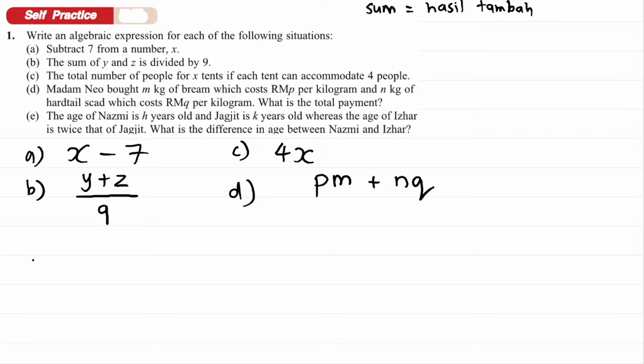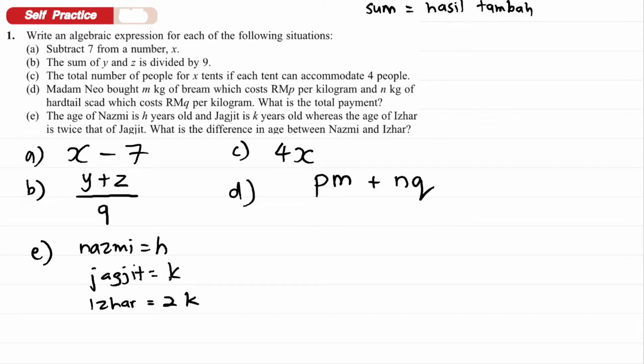Okay. Last sekali. The age of Nazmi is 8 years old. Jakjit is K years old. Izha is twice of Jakjit. Okay, dia bagi kat situ Nazmi sama dengan H. Jakjit sama juga dengan K. Lepas tu Izha tu dia kata twice of that Jakjit. So 2K. Soalan tanya, what is the difference in age between Nazmi dengan Izha? So different maksudnya 2K tolak H. Dah siap.